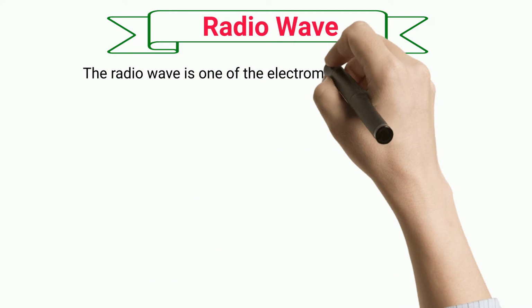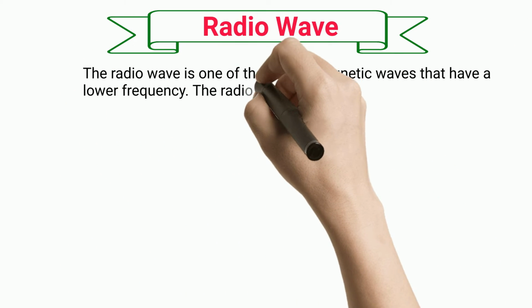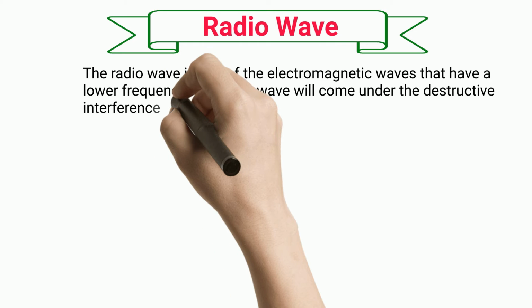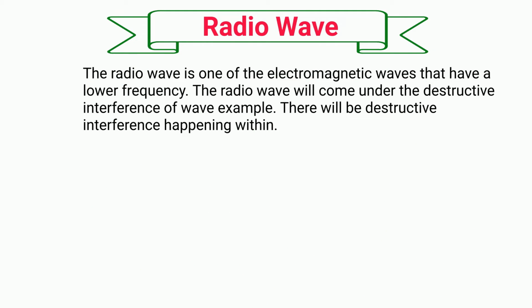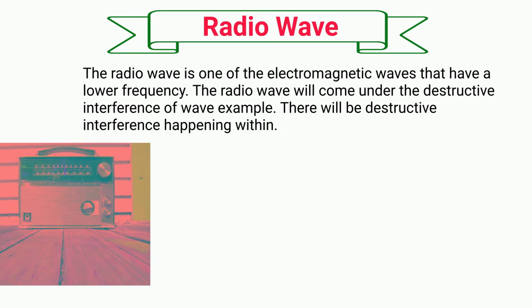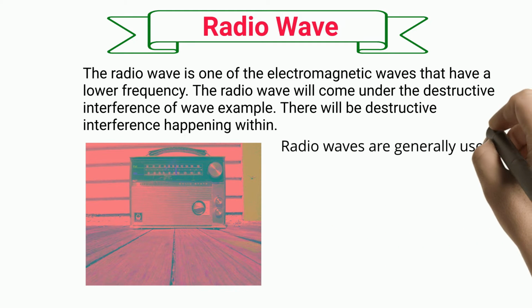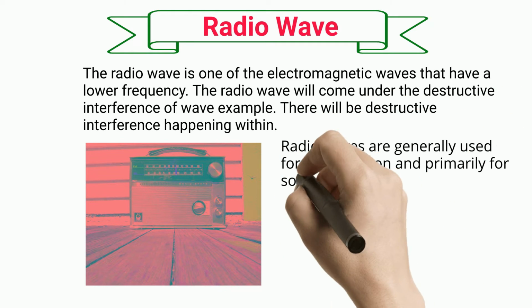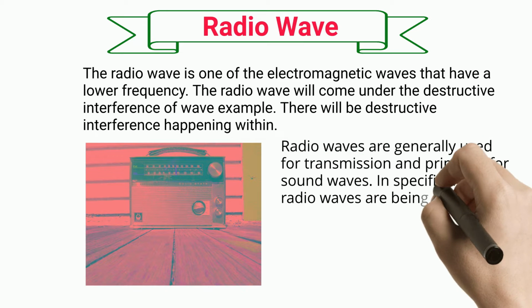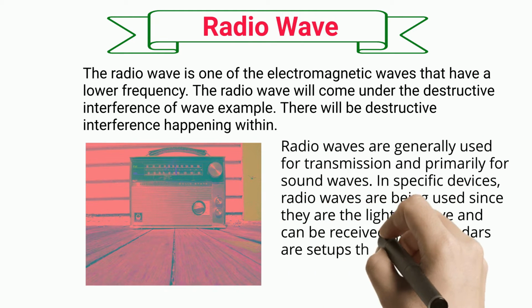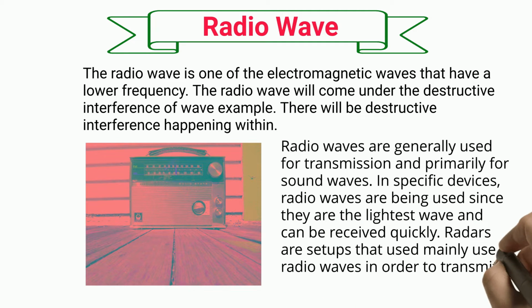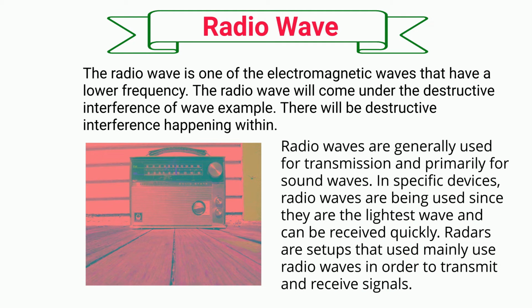Radio wave. The radio wave is one of the electromagnetic waves that have a lower frequency. The radio wave will come under the destructive interference of wave example. There will be destructive interference happening within. Radio waves are generally used for transmission and primarily for sound waves. In specific devices, radio waves are being used since they are the lightest wave and can be received quickly. Radars are setups that mainly use radio waves in order to transmit and receive signals.